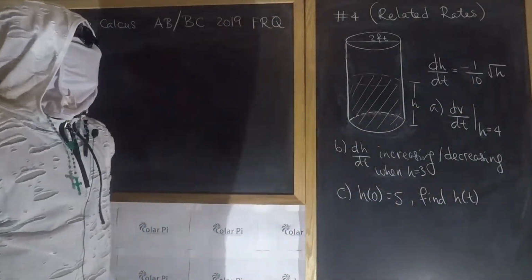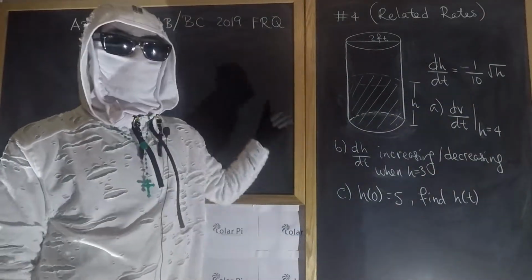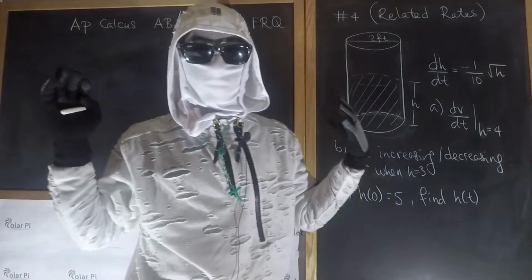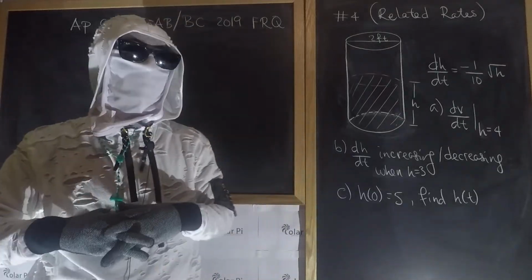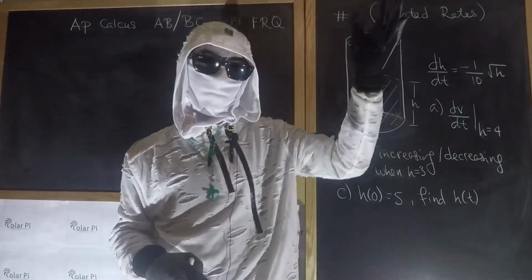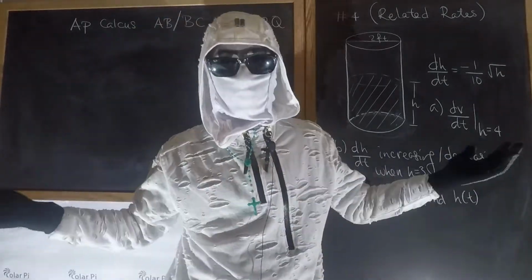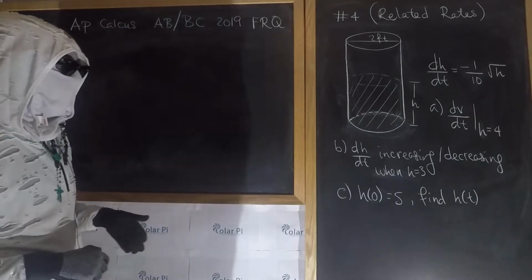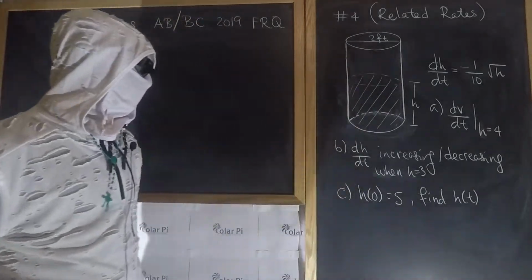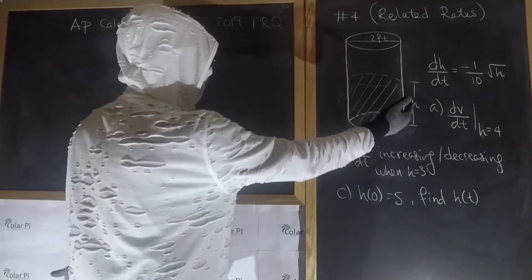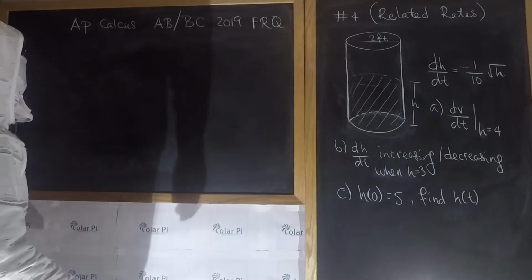Problem 4 is a related rates question, and it's a shared problem for both the AB and BC 2019 FRQs. On that note, I forgot to say that problem 3 is also shared. I titled it as if it's only a BC, but clearly you can use it for the AB also. It's the same question. Okay, cool. Now I've summarized this question here, and part A asks: what is dV/dt at h equals 4?